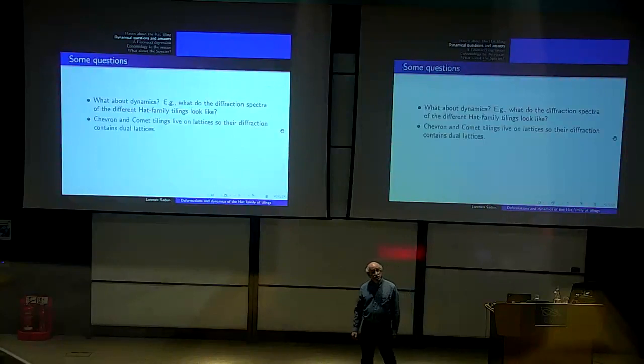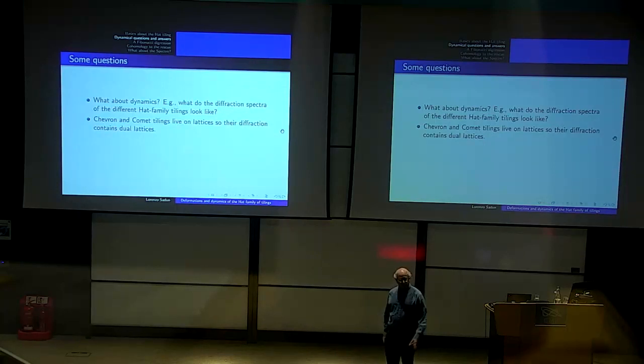Now, if you look at the chevron tiling, all the vertices live on a lattice. And since all the vertices live on the lattice, the dual lattice has to be part of the spectrum. If you look at the comet tiling, all the vertices live on a lattice, so the dual lattice has to be part of the spectrum. But as Craig explained yesterday, those lattices are incommensurate. One of them has half the area per unit cell of the other. That's weird.